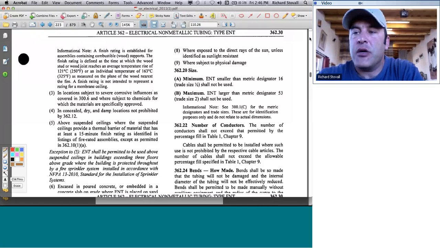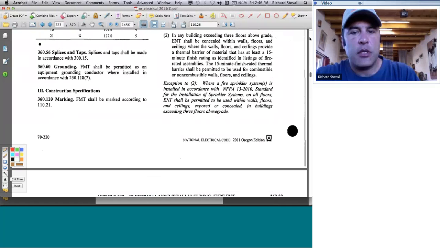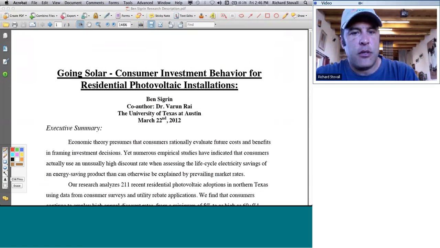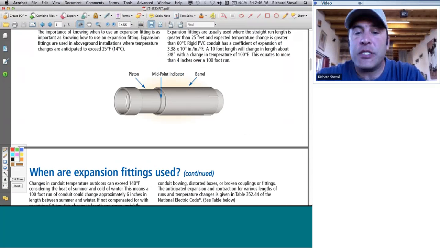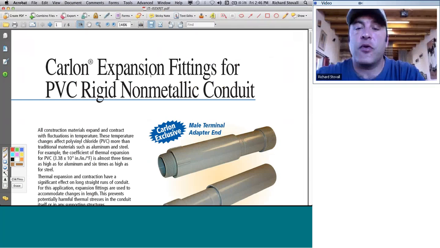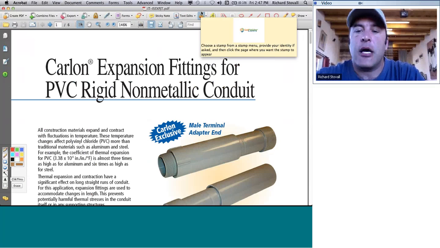I will post the article from Carlon that defines the proper installation and use, with all the code references, for PVC non-metallic conduit. And I think if you read this article and identify those places in the NEC where these conduit properties exist, you shouldn't have any problem on the test for any expansion fitting question you get. So with that being said, are there any questions?